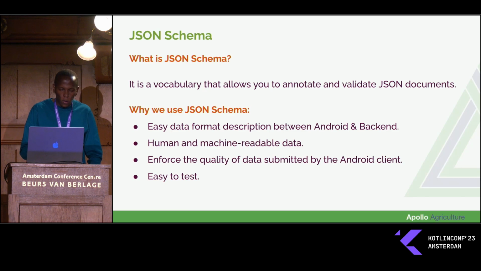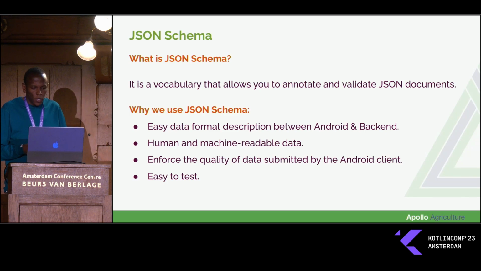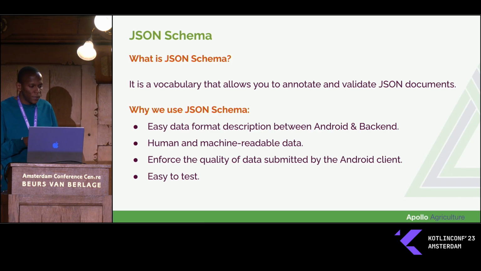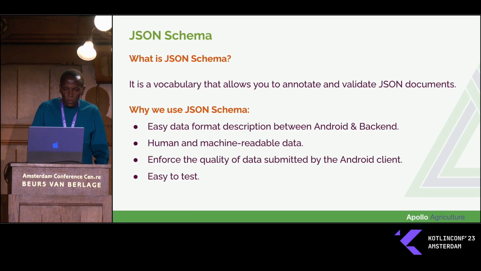And why did we go for JsonSchema? It's an easy data description between Android and backend. We have the same JSON response consumed by different clients. It can be the Android side, the backend, and also the React side. So it's an easy and standard format. It's very human readable. It enforces the quality of data submitted by the Android client. And lastly, it's very easy for us to test.